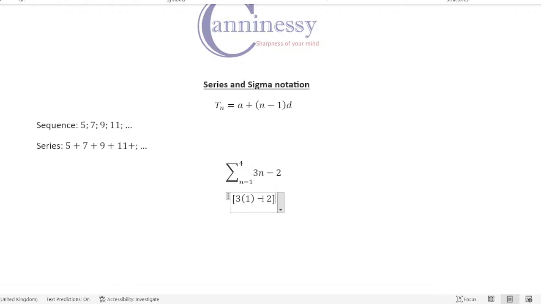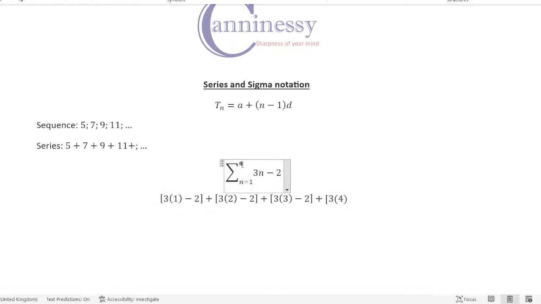Close brackets, plus, we want the sum of this, plus square brackets 3 into, now instead of 1 we put 2, minus 2, close square brackets, plus open square brackets 3 into 3 minus 2, close square brackets, plus open square brackets 3 multiplied by the last number, which is 4.